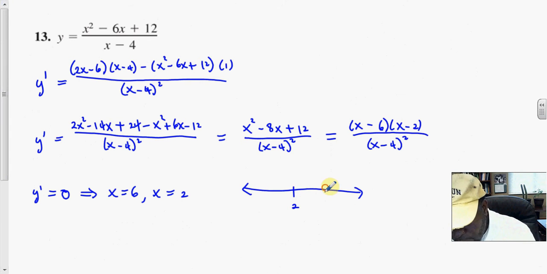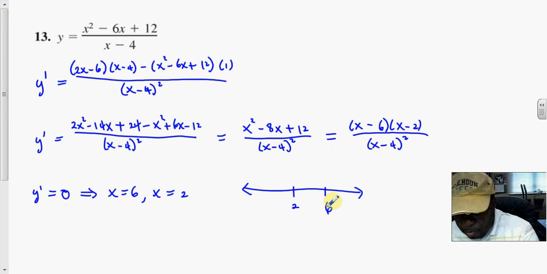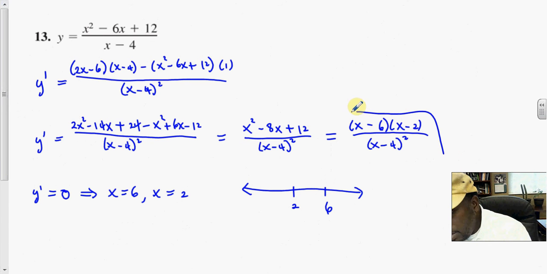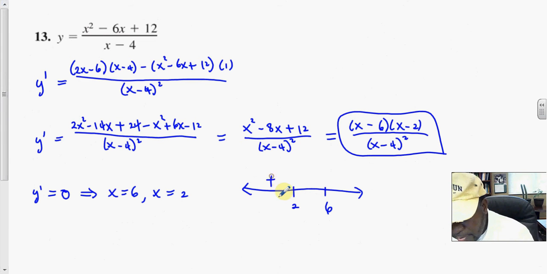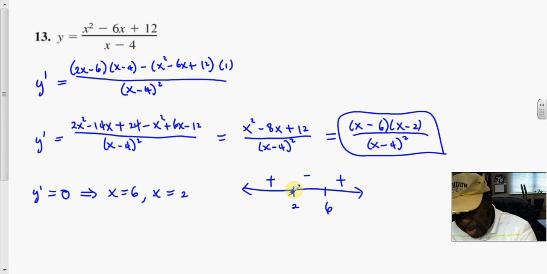So 2 and 6. So we test the first derivative. Let's take a number from negative infinity to 2. We'll take 0. You take 0 and plug it in. We get negative times negative is positive. Take a number between 2 and 6. Let's take 3. So we get negative and positive, gives us negative. A number bigger than 6, let's say 7. So we get positive there. So this means that we have a relative maximum at 2 and a minimum at 6.